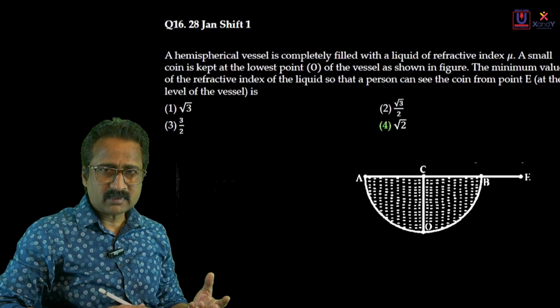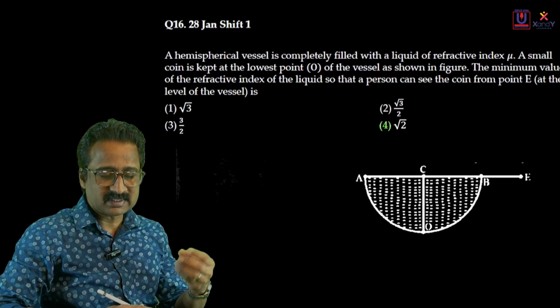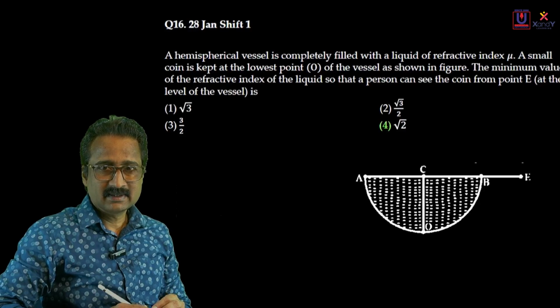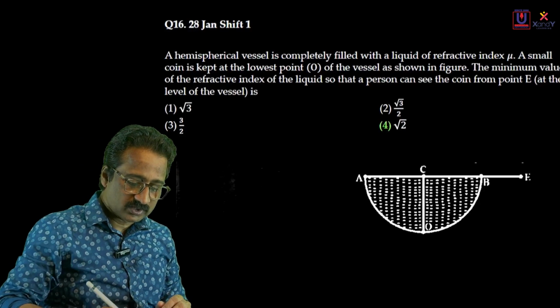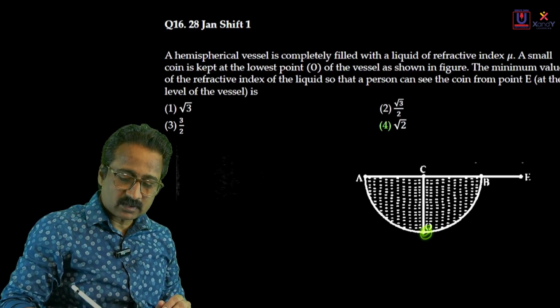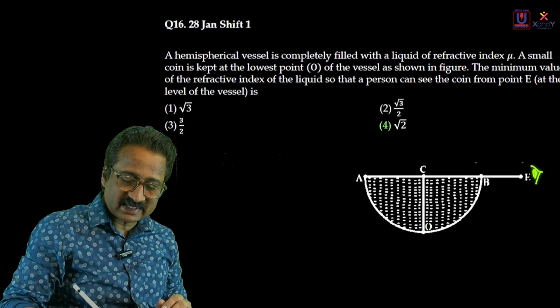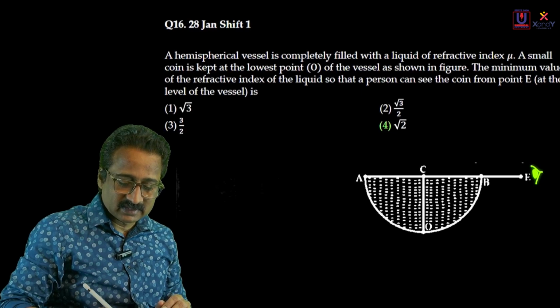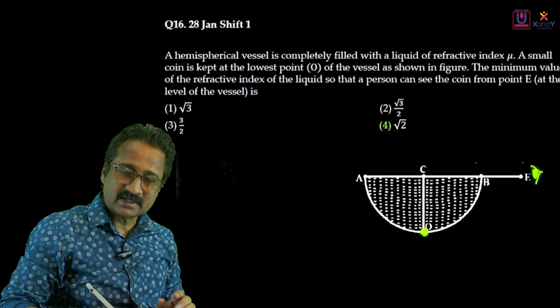Now you know the coin is visible from all directions because light will come out. Now the condition here is this. The demand of the question is that this coin must be visible. So the coin is supposed to be here. This coin must be visible for an observer standing here. Actually, here is the observer's eye. So there is an object kept here. Light rays will come out certainly.